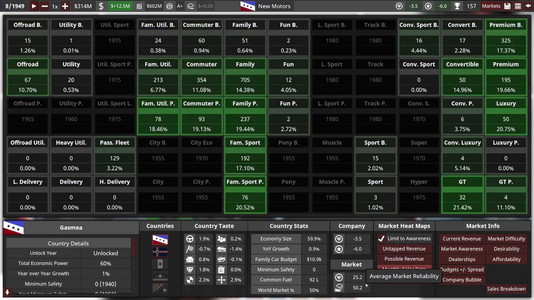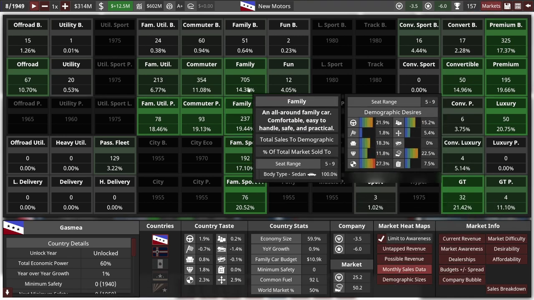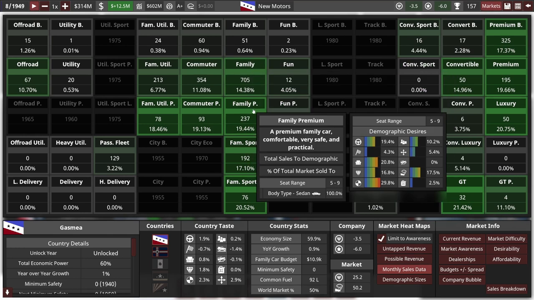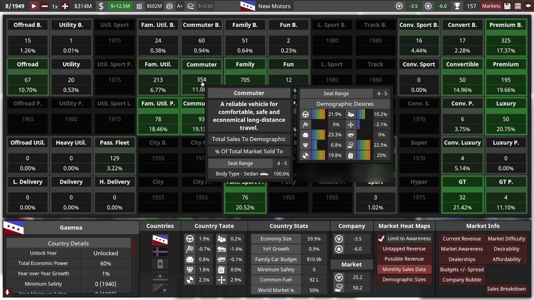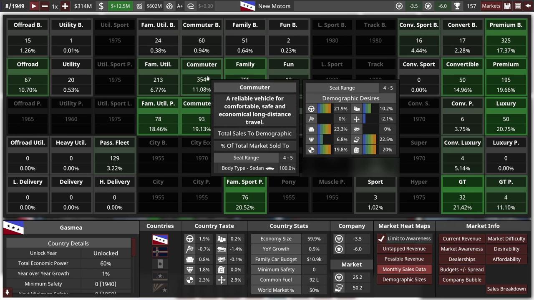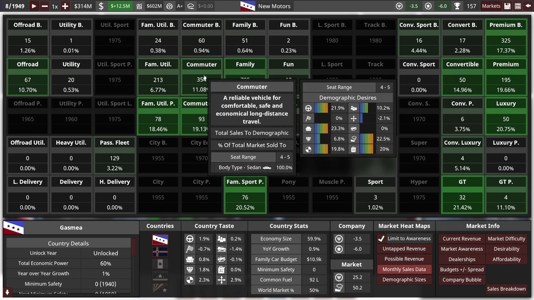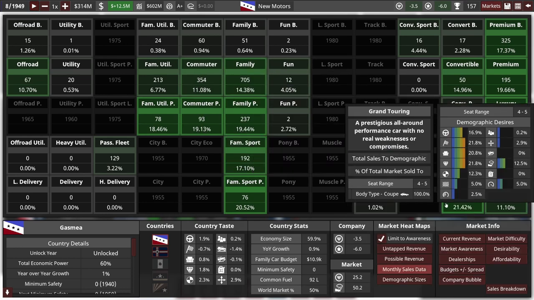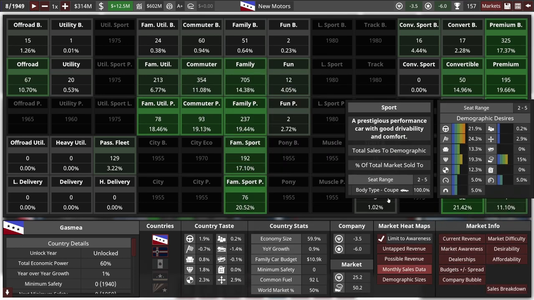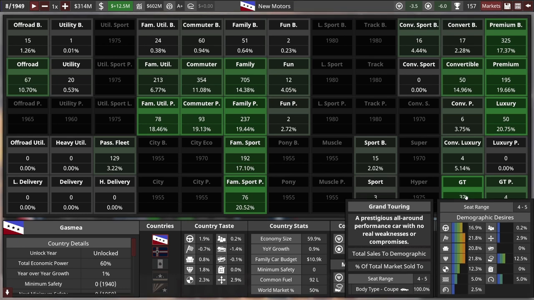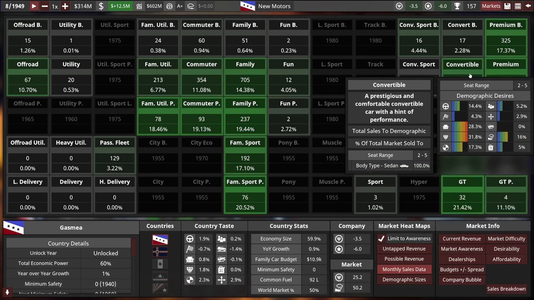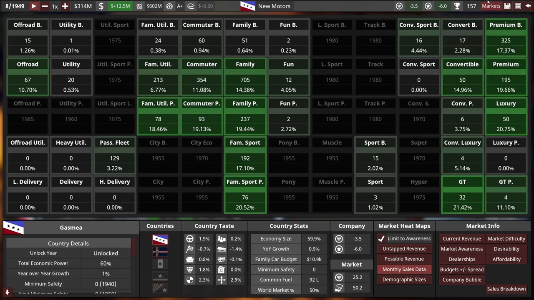And our monthly sales. So we've made cars that have a good overlap. And of course, there's also not a lot of competition, apparently. So family is our best seller. Family premium's good. Commuter, for some reason, they prefer smaller cars, I thought, but they're buying our 10-mile-per-gallon V8s to commute to work. Even grand touring and sport cars, some of them are buying our cars. Convertible. I guess it's just a lot of people giving up entirely on getting a convertible.